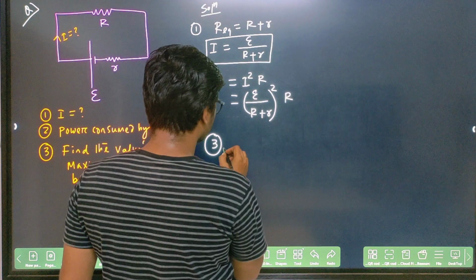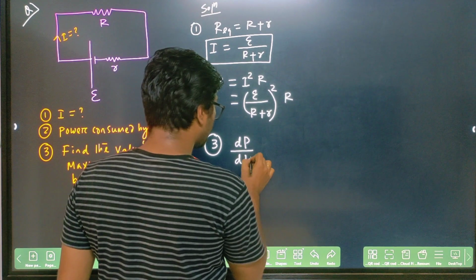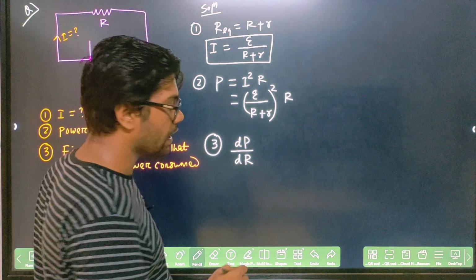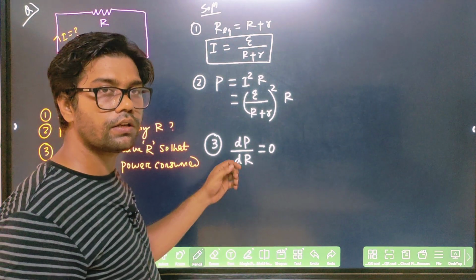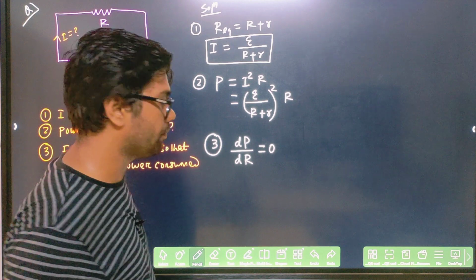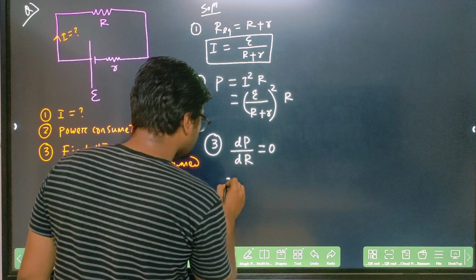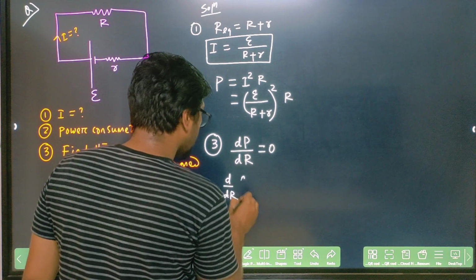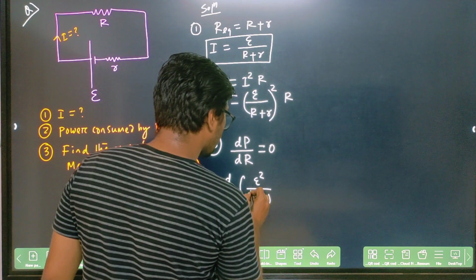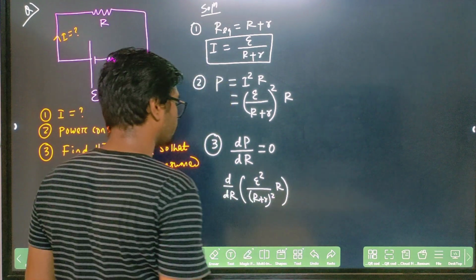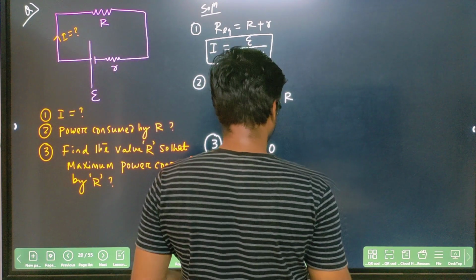Okay. Now I have to find out the value of R so that the power consumed is maximum. For maximum power, you know that I have to take the derivative. So I can say dP by dR should be equal to 0. Then I can find the value of R corresponding to which the power consumed will be maximum. So can you find dP by dR here? You will say d by dR of P, where P is E squared divided by R plus small r, whole squared, into R, equal to 0. Clear?